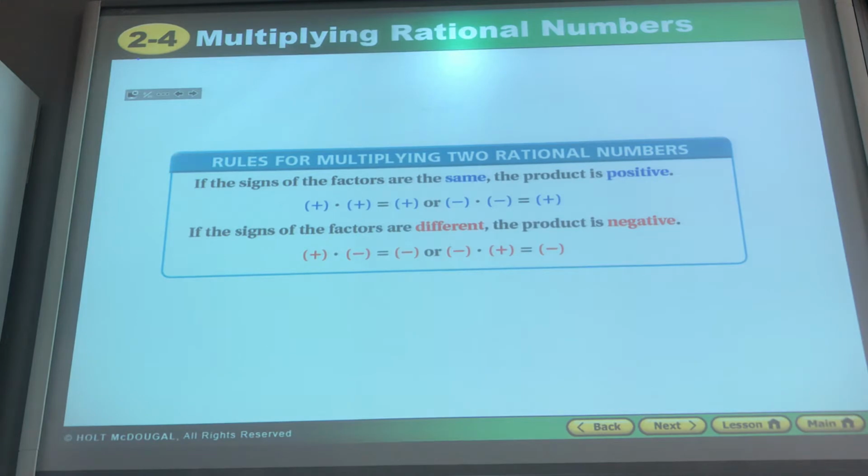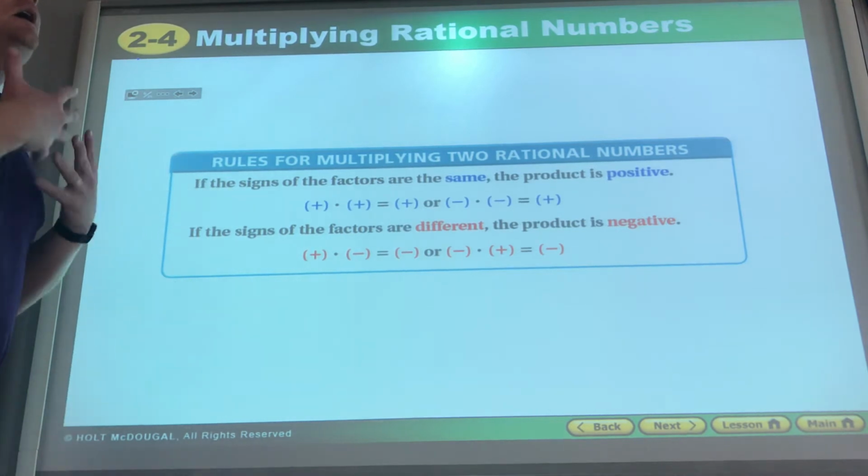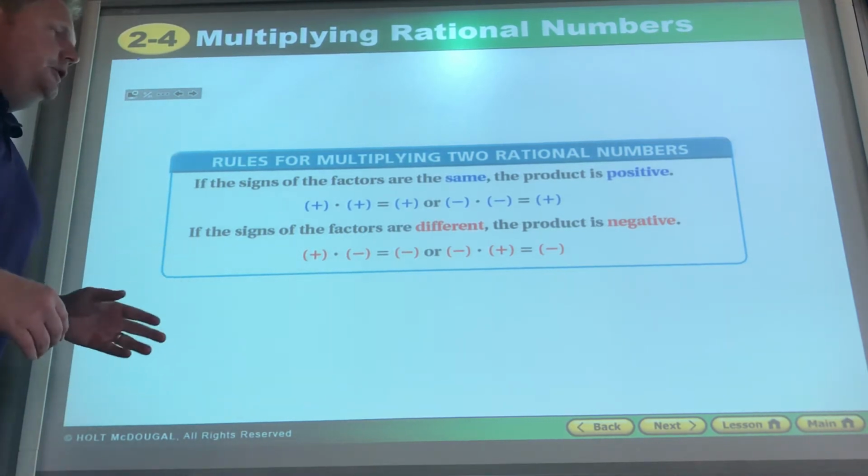If the signs of the factors are the same, the product is positive. If the signs are different, the product is negative. Those are our integer rules that are over there on the wall. Hopefully you took a picture before you left. Signs are the same, positive. Signs are different, negative.